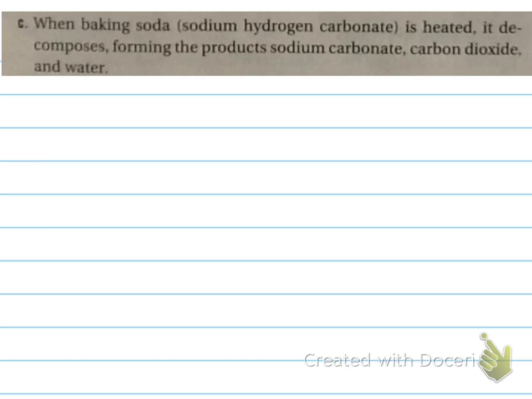Letter C. When baking soda, sodium hydrogen carbonate, is heated, it decomposes, forming the product sodium carbonate, carbon dioxide, and water. So, again, here is my arrow. When baking soda, which is sodium hydrogen carbonate, and I'm going to use the chemistry term for it, is heated. So again, I can put that triangle over my arrow. So it is heated. So that's the reactant.